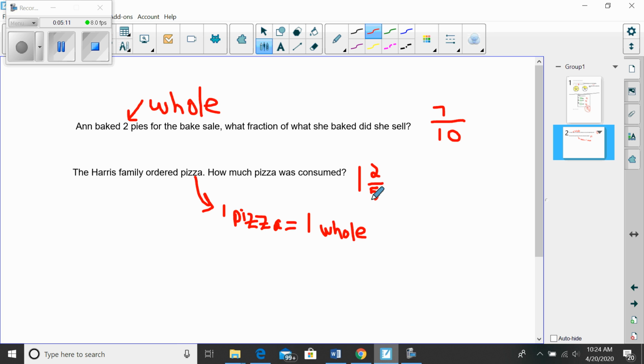So it all comes back to what we consider the whole. In the next clip, we're going to be doing some addition, but we're going to work with different wholes, which will determine the value of each of our pieces.